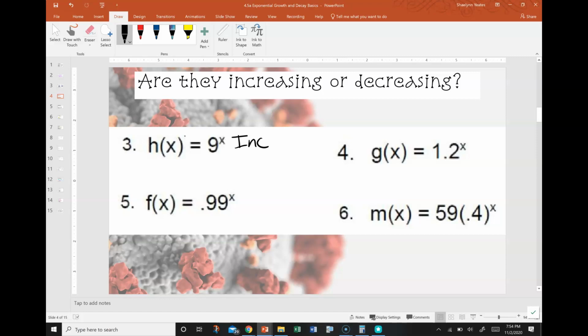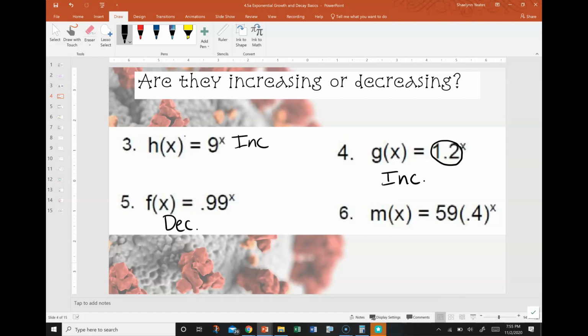So on number 4, this is multiplying by 1.2. If I take 1 and multiply it by 1.2, did I get bigger or smaller? Bigger. So this one's increasing. Okay, if I take 1 and multiply it by 0.99, I get 0.99. Did I get bigger or smaller? I got smaller, so this is decreasing.